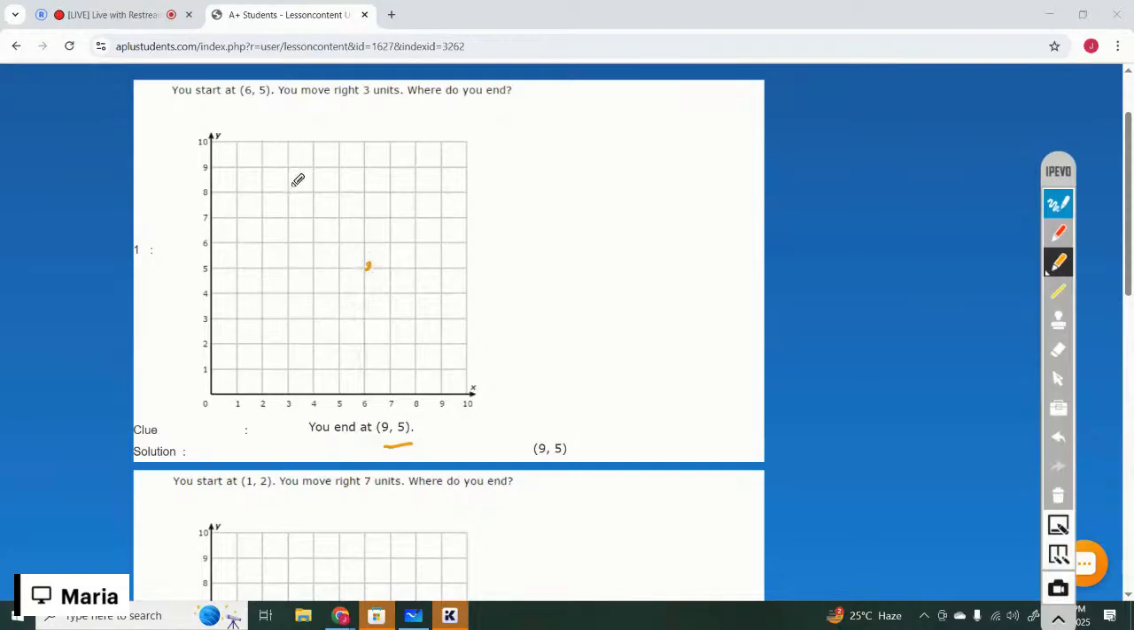Okay, here is the point. You move right 3 units: 1, 2, 3. Where do you end? So you end up on 9 and 5. The coordinate is (9, 5).